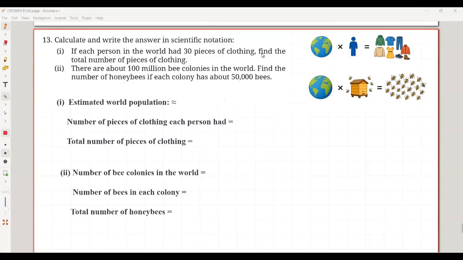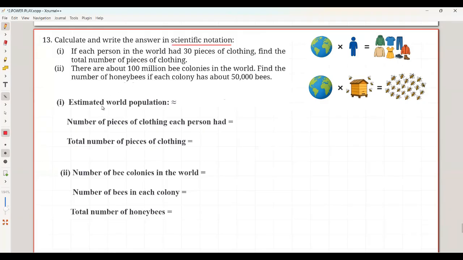Question number 13. Calculate and write the answer in scientific notation. First one: each person in the world has 30 pieces of clothing. Find the total number of pieces of clothing.